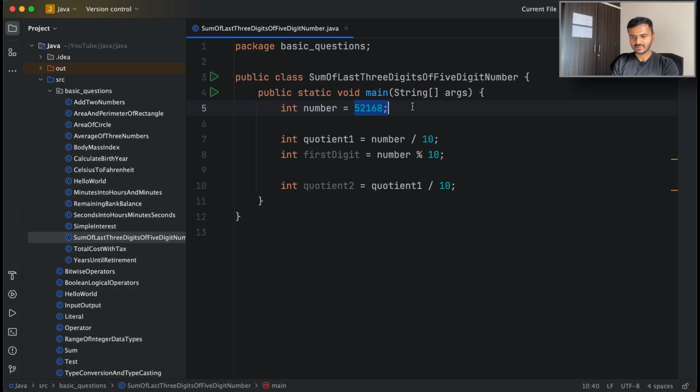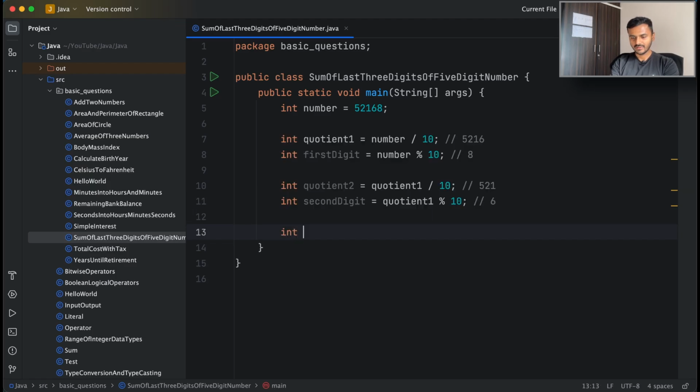So we had 52168. If we divide 52168 by 10, we're going to get 5216. And the first digit will be 8. Then over here, this will give us 5216 by 10. And that 5216 by 10 is 521. And then the second digit is going to be quotient 1 mod 10. And this will be 6.